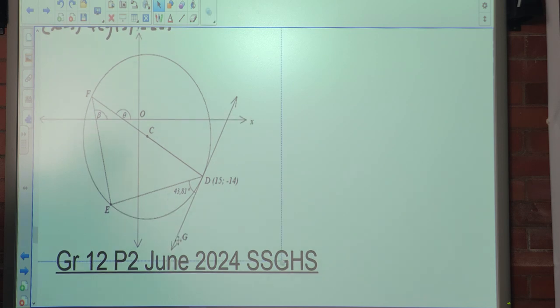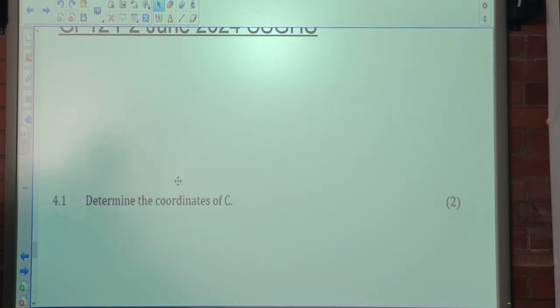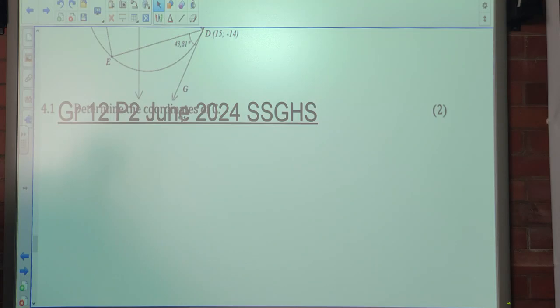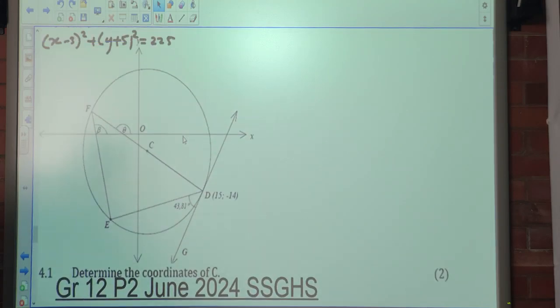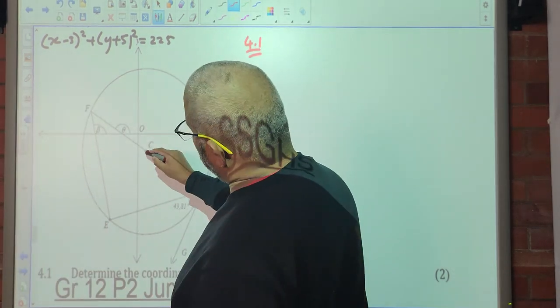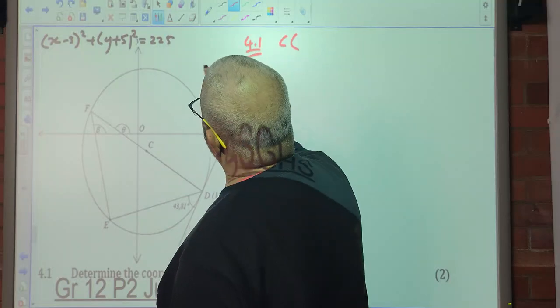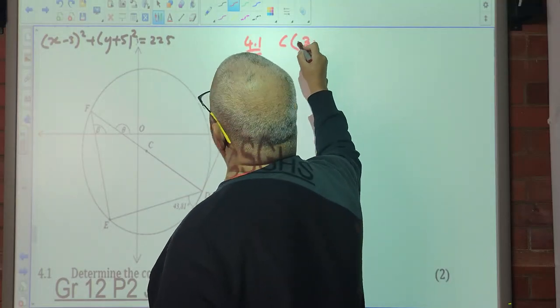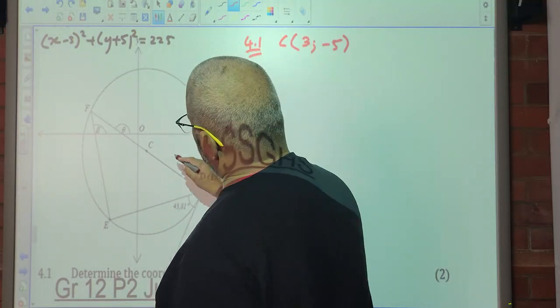First question. Determine the coordinates of C. People, what is C? C is the midpoint, the center, not so? So how do you calculate C? C would simply be the additive inverse of this, so it's (3; negative 5).